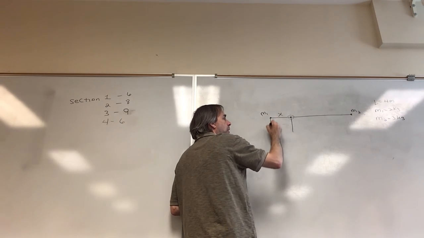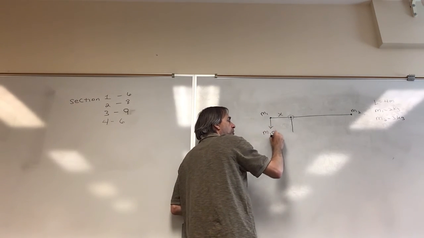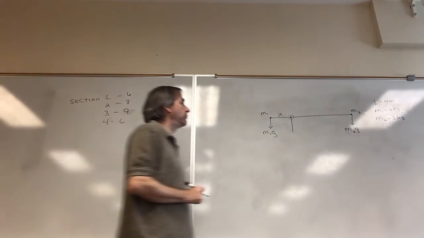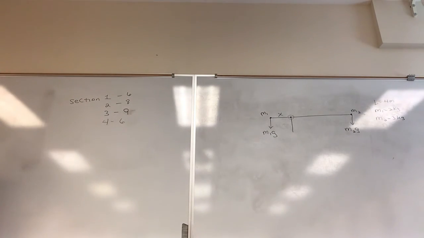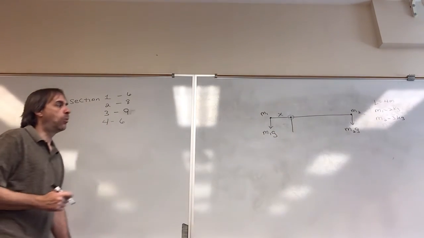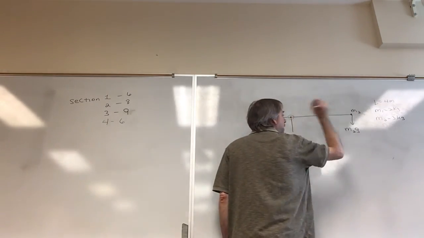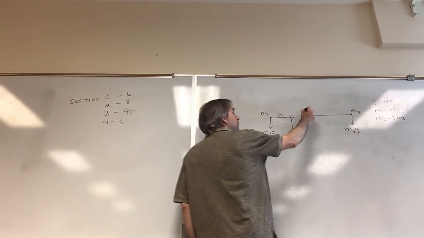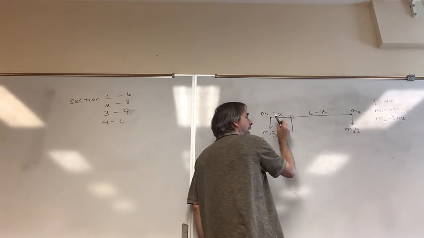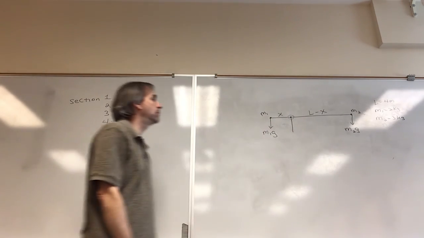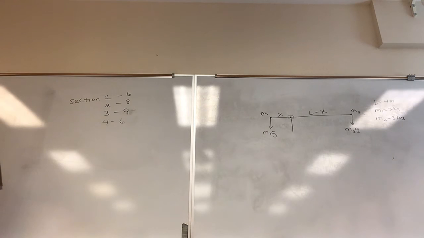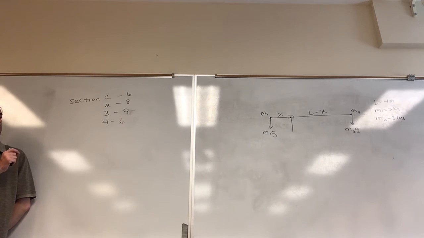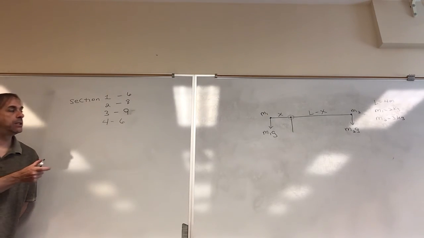So we have 2 torques here. We have M1G and M2G. And the distance from mass 1 is X. What is the distance from the support to mass 2? L minus X. Yeah. So X plus L minus X is L. If you just add those 2 pieces, you get the total length. And so in equilibrium, the net torque is 0.